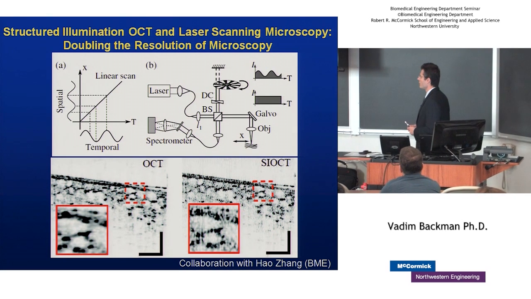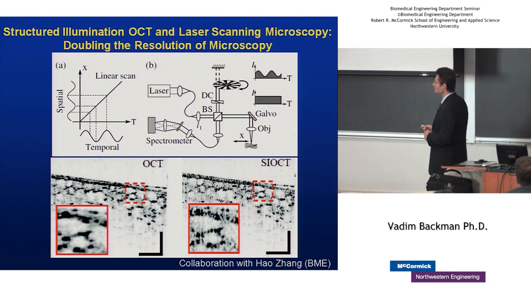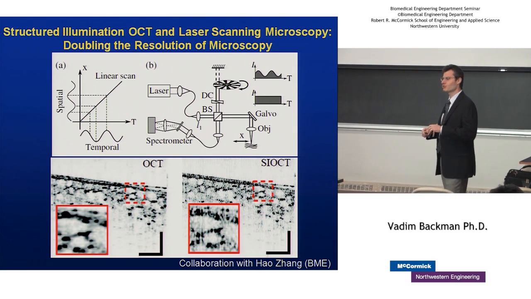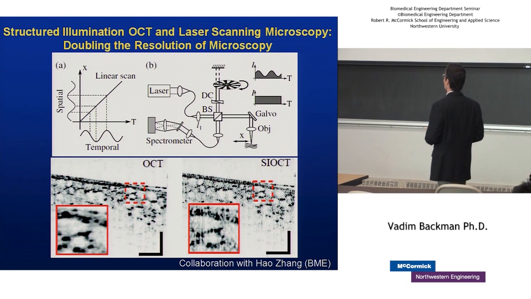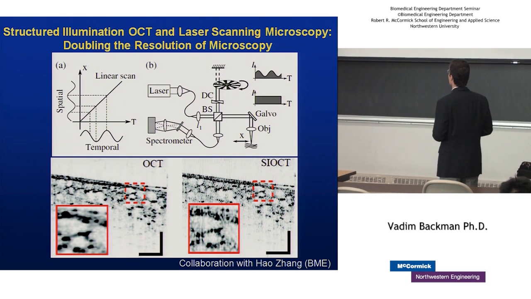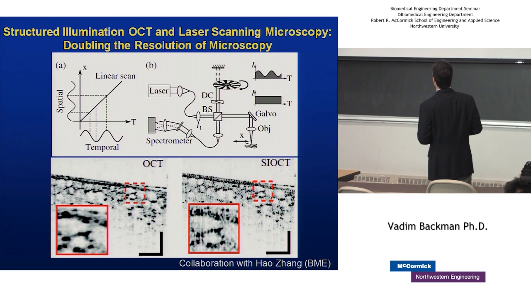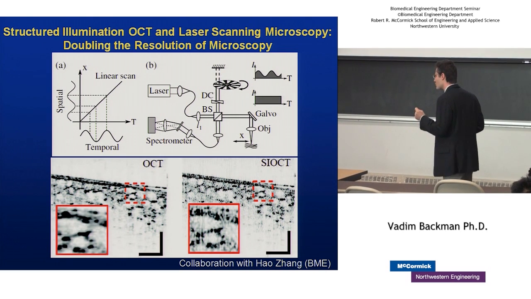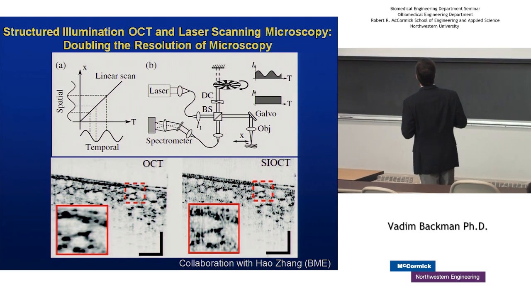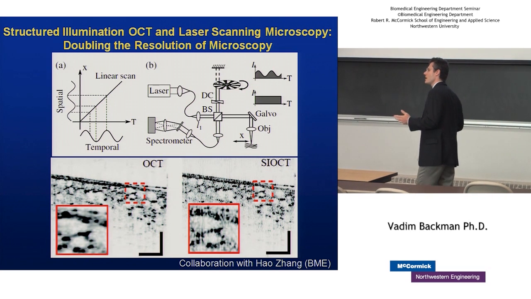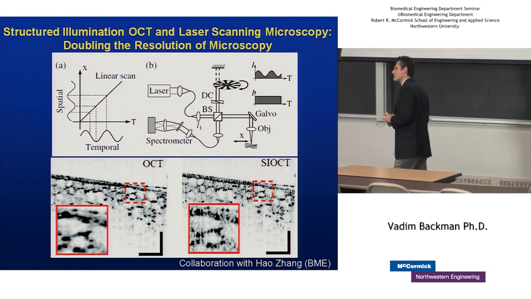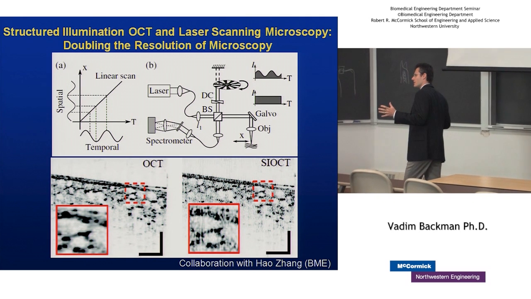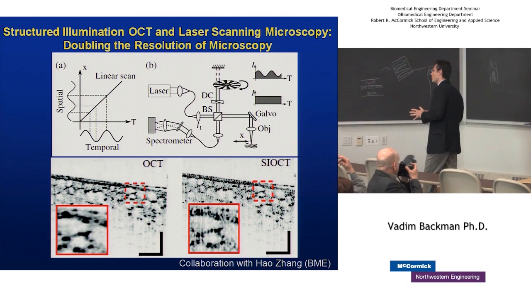Another example of an imaging technology, where the goal is to improve the resolution of optical imaging, is structured illumination optical coherence tomography and structured illumination laser scanning microscopy. What is laser scanning microscopy? Laser scanning microscopy is fairly ubiquitous. Even if you're not familiar with this term, I'm sure you know what it is.